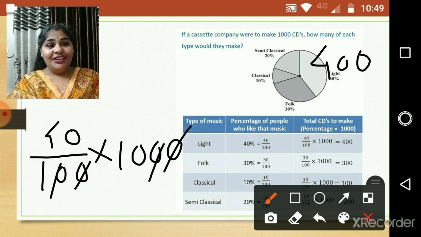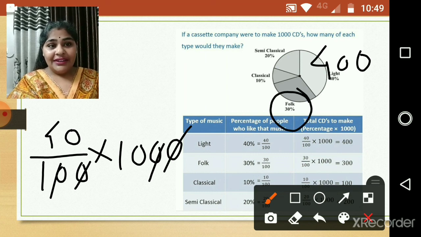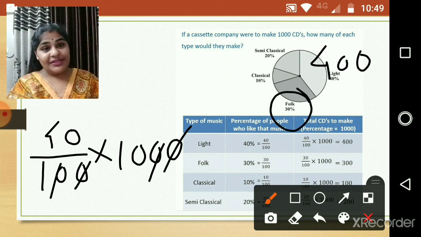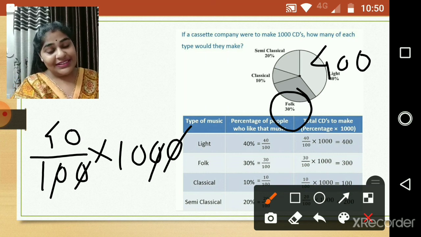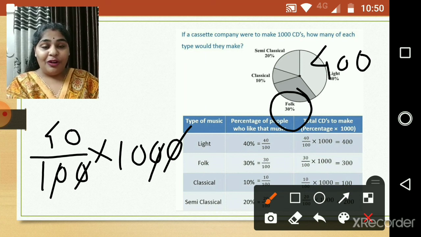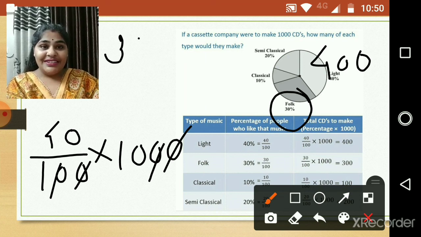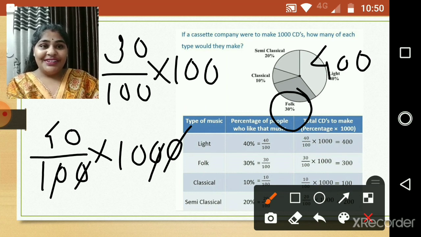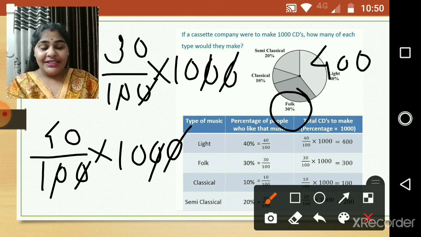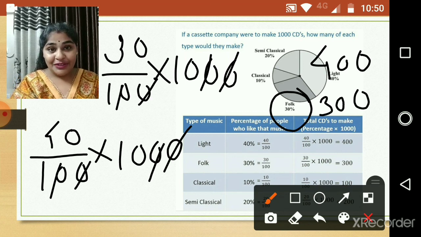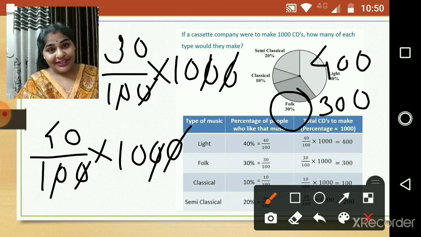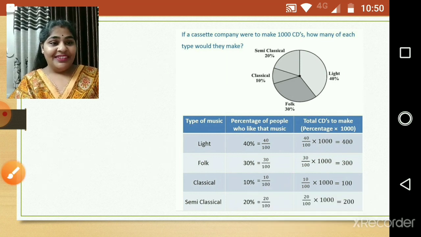Now similarly you can find for the folk. Folk CDs, how many? 30% of 1000. Of 1000, why? Because the total number of CDs, 1000, is given to you. So 30% of 1000 is written as 30 upon 100 of 1000. Two zeros get cancelled in the numerator and denominator. 30 into 10 will be 300. So 300 cassettes will be produced of folk type music. I hope this is clear.